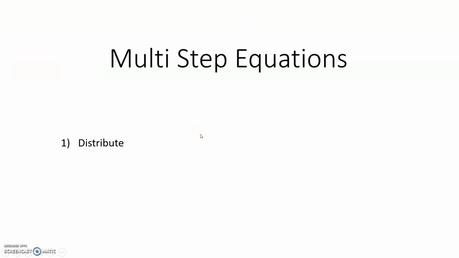So multi-step equations, there are 5 steps. You may or may not use each of them. It depends on the problem. The first step you always have to try to do, if it exists, is distribute. So if you see parentheses with a number outside of it or a number and variable, you have to distribute that to the terms inside.